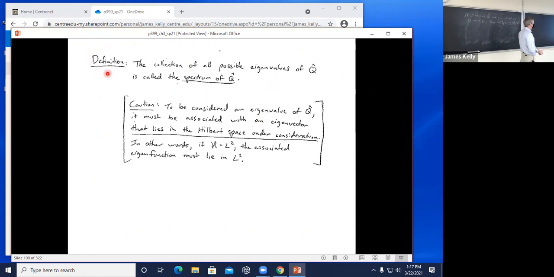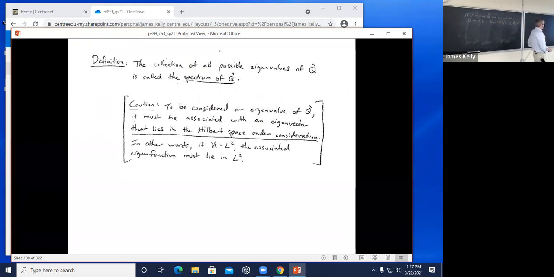And I believe I used it in this more general context. If you solve for the eigenvalues of an arbitrary operator, the collection of all eigenvalues is called the spectrum of that operator. And the states that correspond to those eigenvalues are the corresponding eigenvectors. Or if you're thinking of them as functions of x, they're called eigenfunctions.